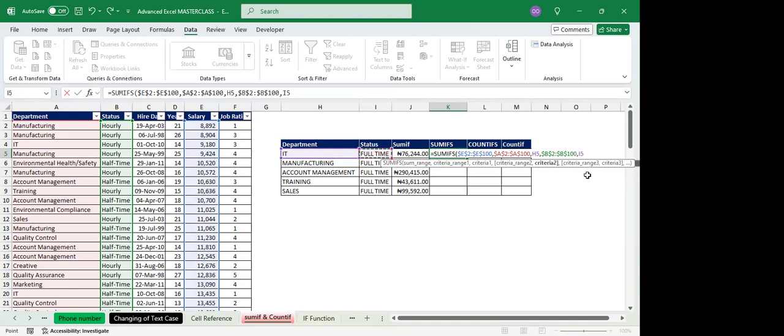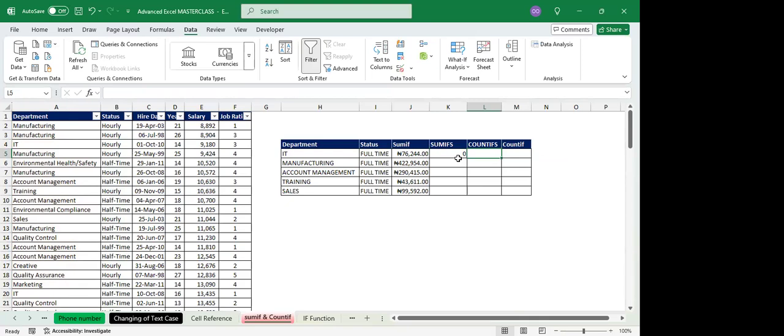If I say comma, it will go to the next one, criteria range 3. But there are just two criteria, right? So I'm going to stop here and I'll close the bracket and everything will be fine. If I say enter, it gives me 0. So the meaning of 0 here is that there is nobody who is in IT department and is also a full-time staff.